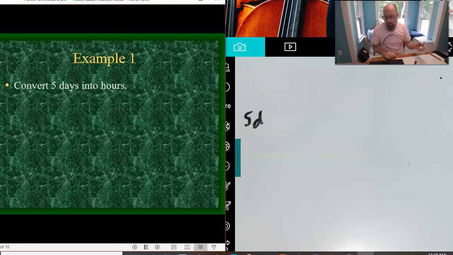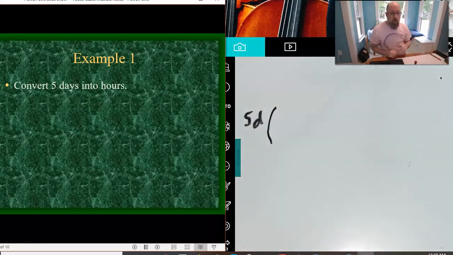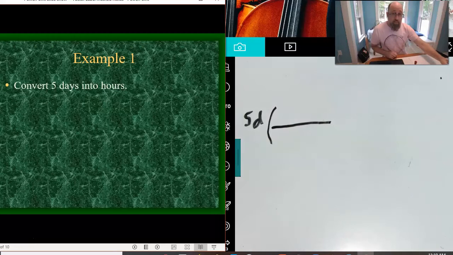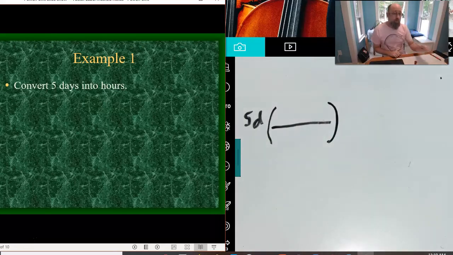In this particular case, we don't need more than one step, but I'll show you a couple examples where we do. All right, so 5 days, and I'm going to write a fraction here. We're going to multiply our original number by this fraction, by this conversion factor. It's important to understand that we're multiplying them. They're put side by side to indicate multiplication. In this conversion factor, I need equivalent values for days and hours. So 1 day is equivalent to 24 hours.